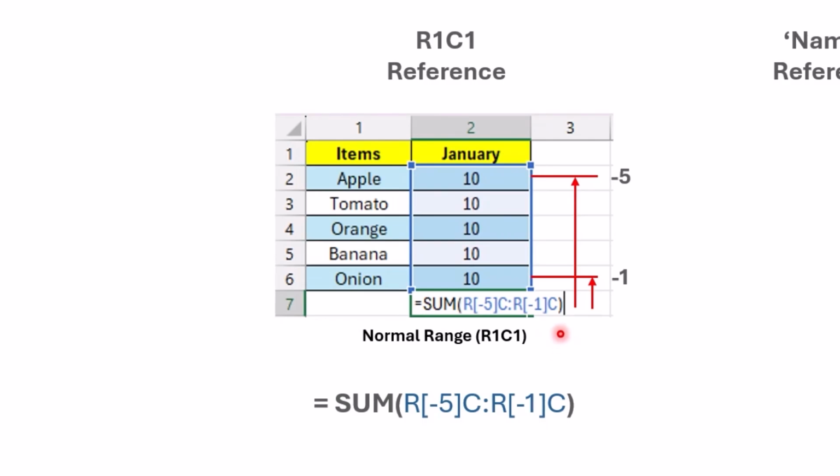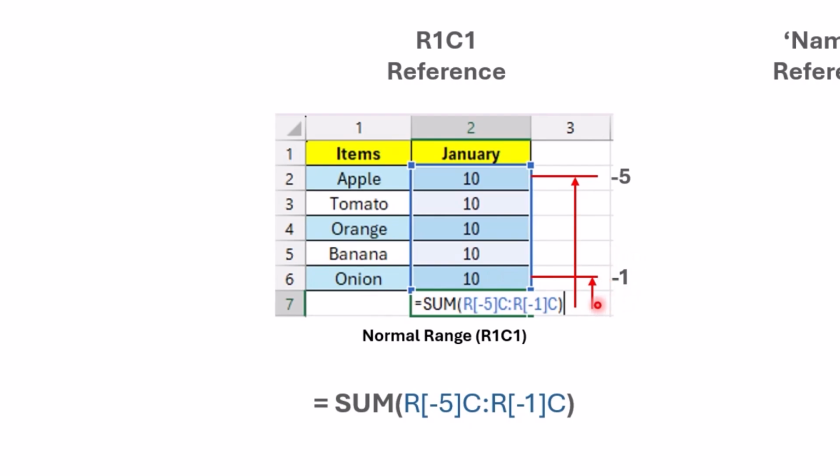Say, again we want to sum all the values below the January header. We reference the cells in pairs of rows and columns as R-5C to R-1C. If I try to break it down, from the cell where we are entering the formula, the first row reference is 5 rows above, and hence we reference it as -5. Similarly, the last row is just 1 row above, and we reference it as -1.